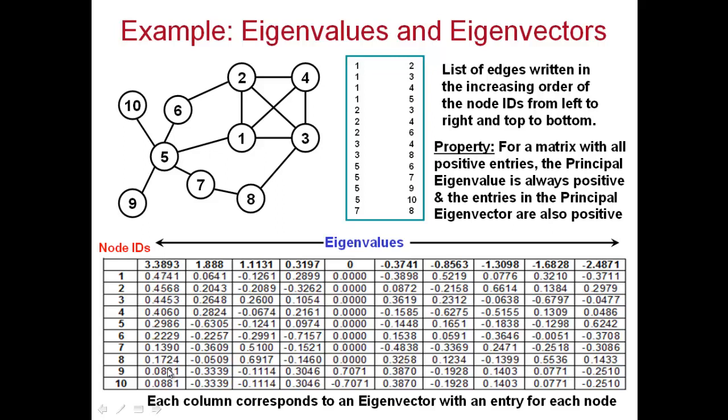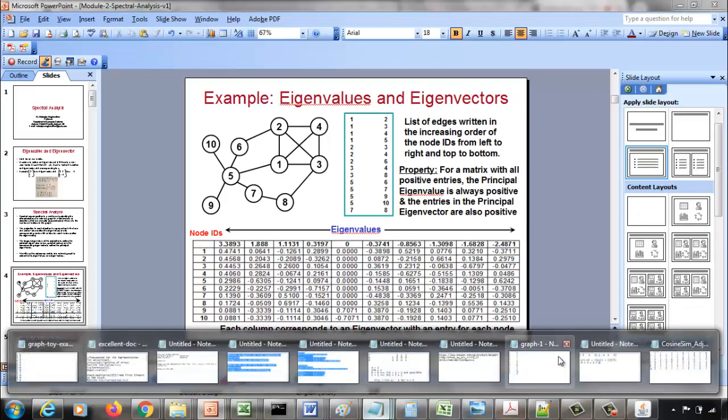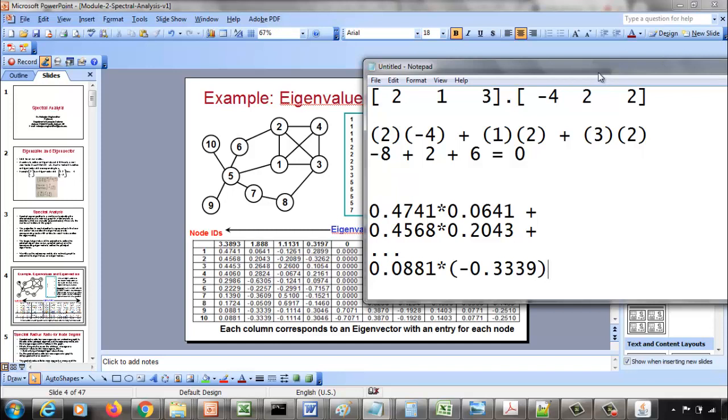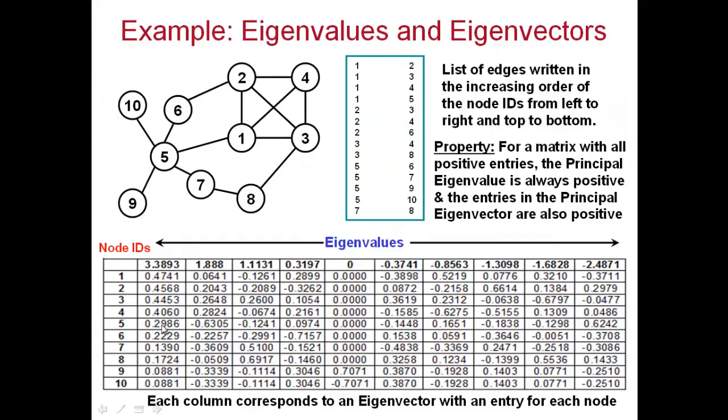If I take any two eigenvectors I have listed here, let us pick the first two. So 0.4741 times its corresponding entry in the other vector, 0.0641, plus the next entry, 0.4568 times 0.2043, plus, and do all the pairwise multiplication. The last one is 0.881 times negative 0.339. All the 10 pairs you multiply like that and add, and the result will be 0. You don't need to cross check, but if you do it by yourself you can. The program is going to do it the right way and give you the answer. So the dot product of any two eigenvectors is going to be 0, which indicates that the eigenvectors are mutually perpendicular to each other.